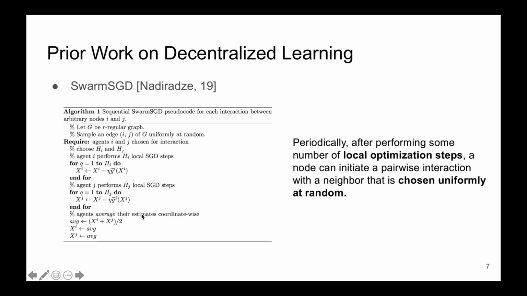But the neighbor here is chosen uniformly at random. That means at each iteration, they randomly pick a neighbor uniformly to share information and then average the two models. And G here is a regular graph, where each vertex has the same number of neighbors, that means the same degree. They show this for these algorithms.